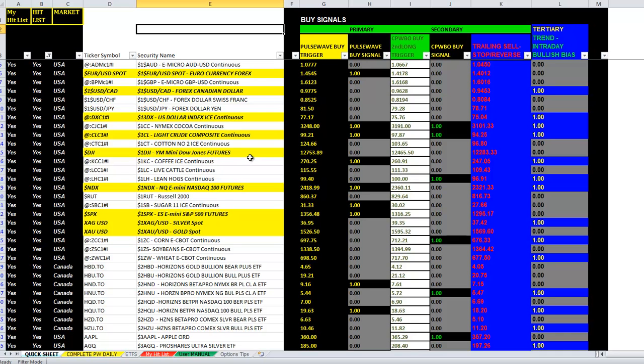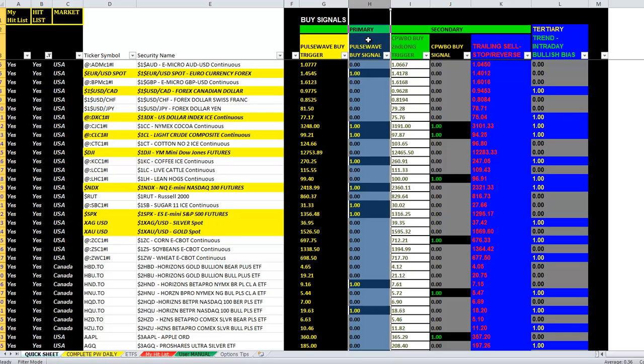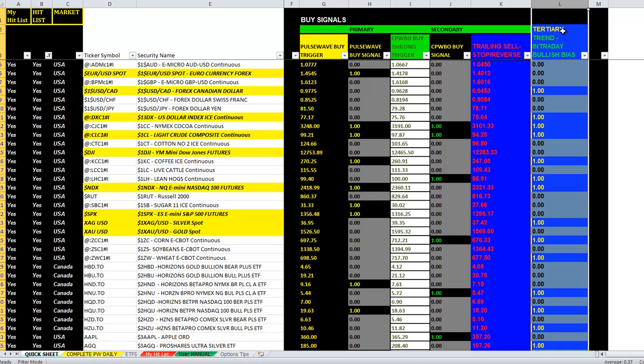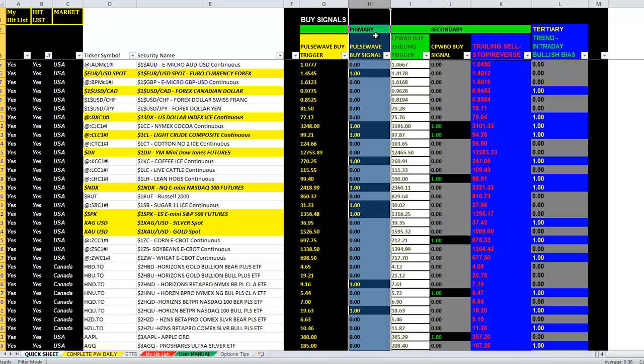The number one thing you want to keep in mind when using the quick sheet is that it's basically broken down into three trading signals. These are your three main trading signals. Your primary signal is your pulse wave buy signal. Your secondary signal is your confirmed pulse wave breakout signal. And then your third signal is your trend intraday bias signal. And we're going to talk about all three of these, starting with the pulse wave.